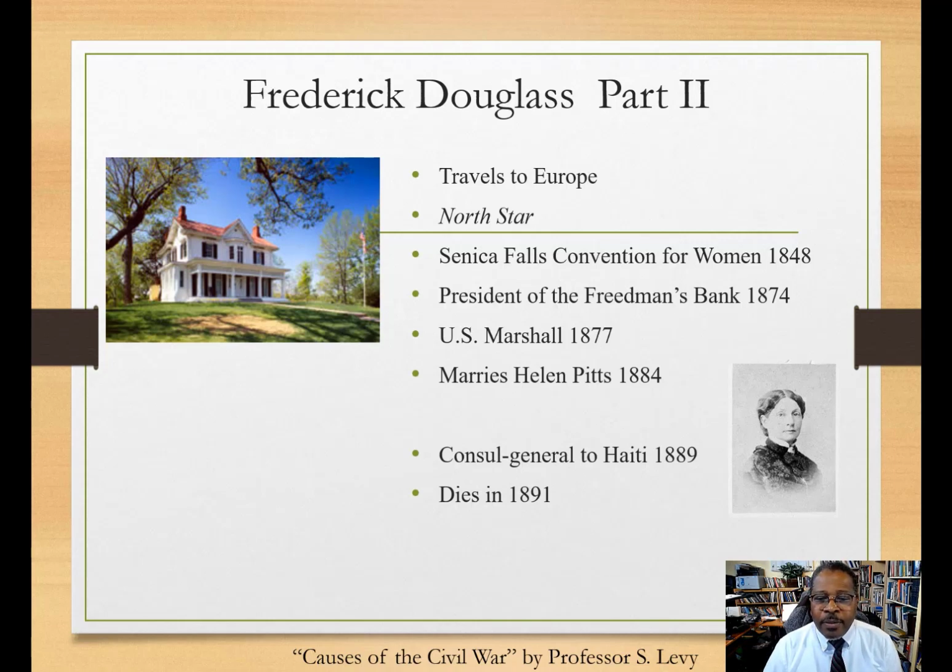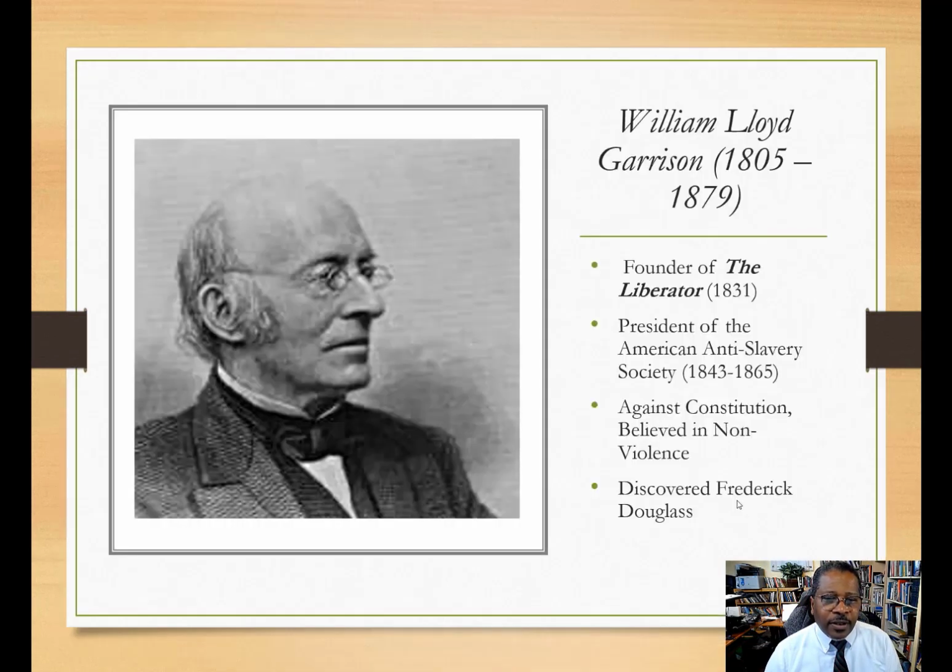He helped with the Freedmen's Bank after the Civil War, became an ambassador basically to Haiti. And this was his second wife, Mary Helen Pitts, which caused a lot of controversy when he married her in 1884 because she was a white woman. And so the kind of racial tensions of that.